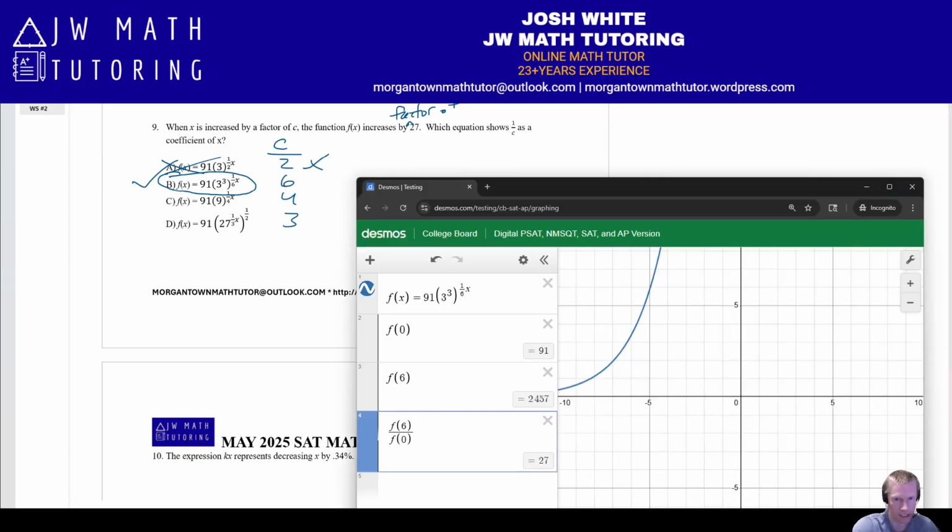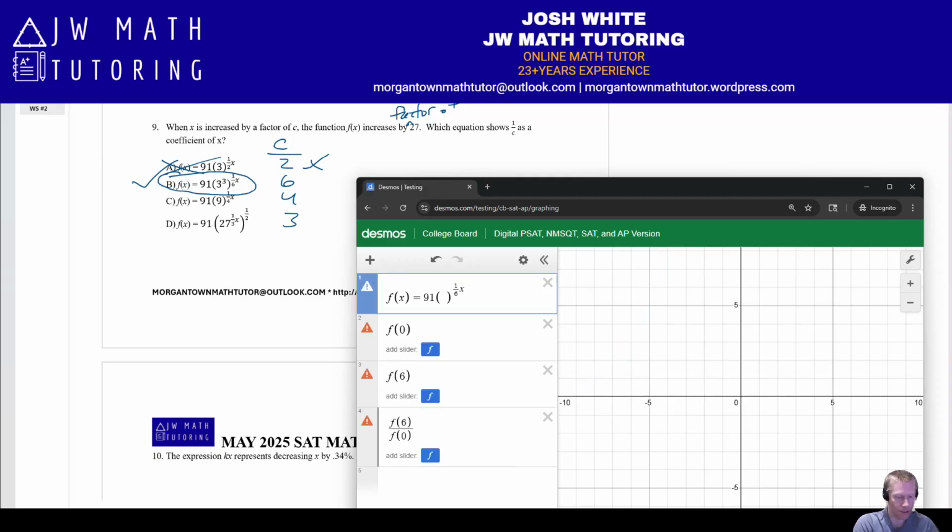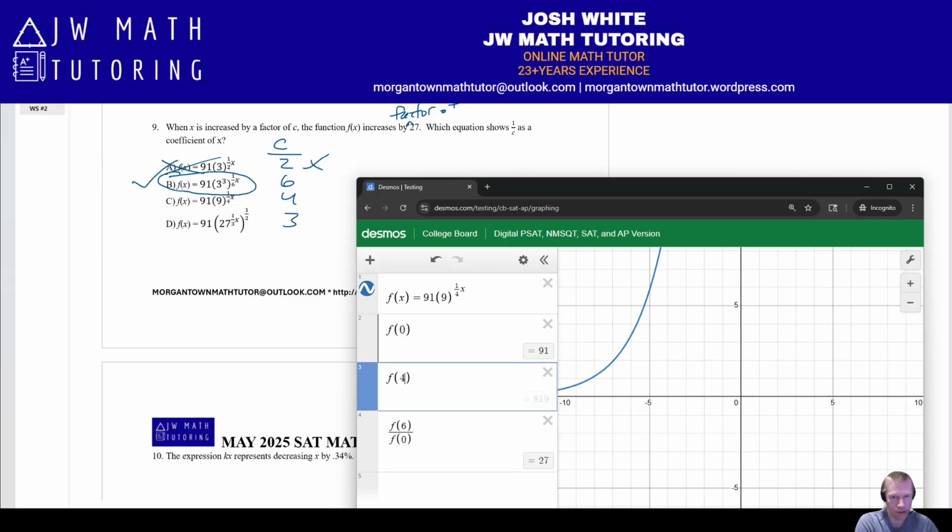And you could check C and D. I'll just do C, and won't bother spending time on D. So I got 9. I'm going to make this a 4. Now I need to change this to a 4. Okay, it's 9. It's not 27. That just confirms that it's wrong. So that's one approach.